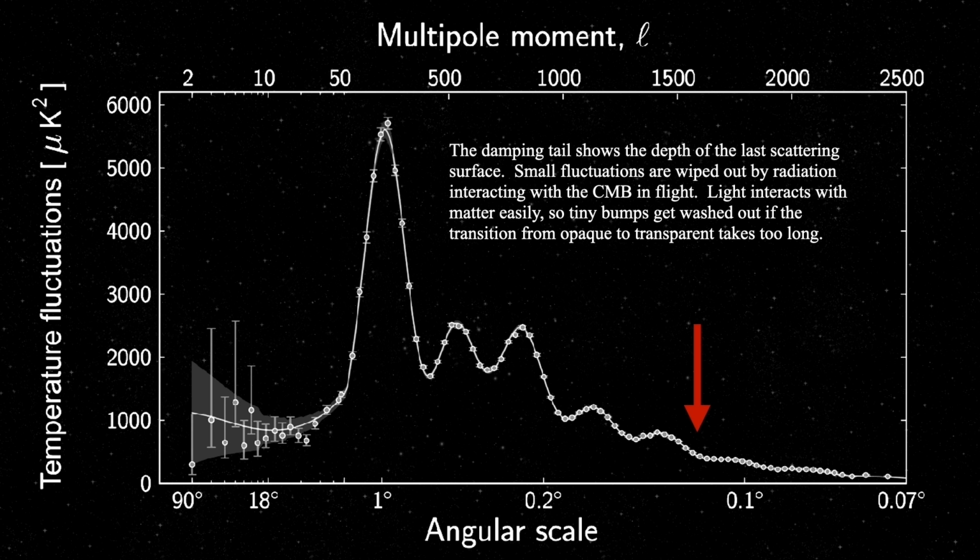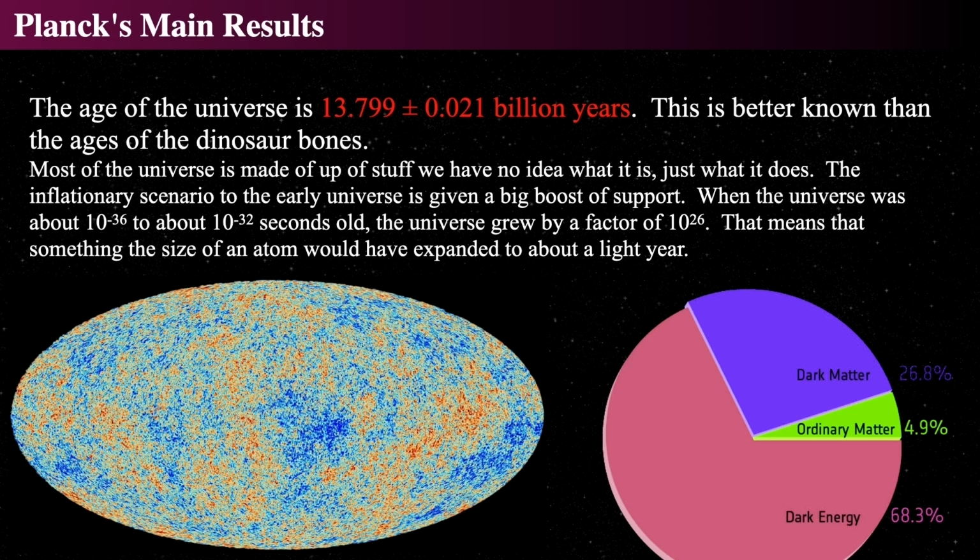Actually, there will be fewer and fewer peaks, and it'll just become a smooth curve. So the tiny bumps will get washed out if the transition goes from opaque to transparent. It takes a very long period of time during the last scattering surface. So that tail actually measures how long the last scattering surface lasted.